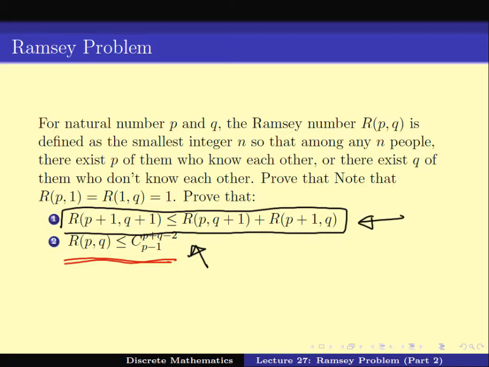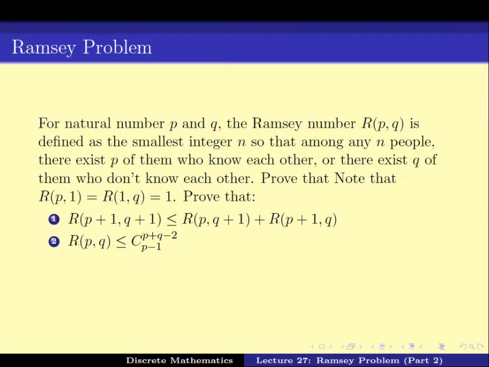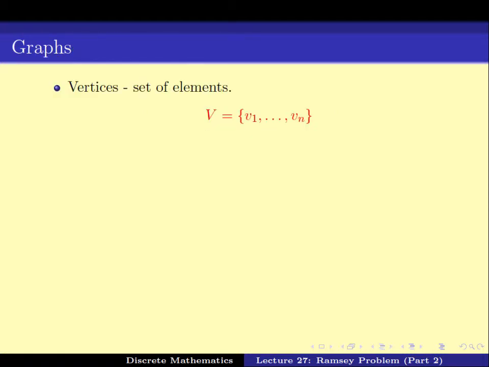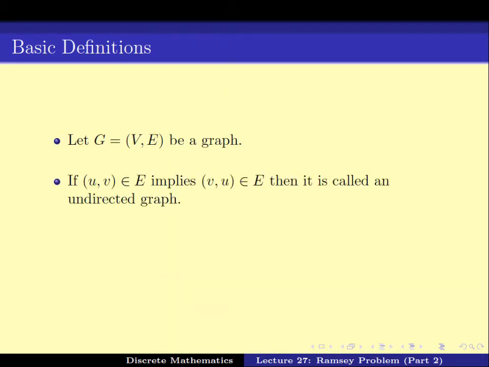Now, to solve this first recurrence, we would of course first try to understand this problem using graph theory. So let's see how we model it in graph theory. We did it in the last video. Let us quickly recap. First of all we have the graph, which is a set of vertices and a set of edges. If the relation between vertices is symmetric, that means if (u,v) is an edge then (v,u) is an edge, we call it an undirected graph.